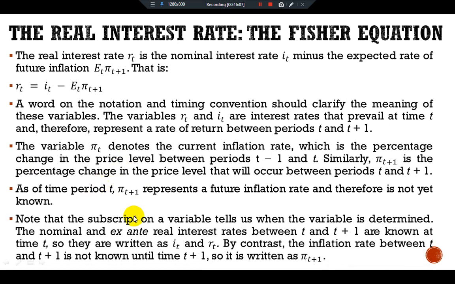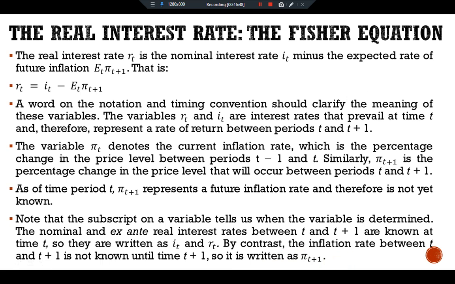Okay, note that the subscript on a variable tells us when the variable is determined. The nominal and ex ante real interest rates between t and t+1 are known at time t, so they are written as i_t and r_t. By contrast, the inflation rate between t and t+1 is not known until time t+1, so it is written as π_{t+1}.